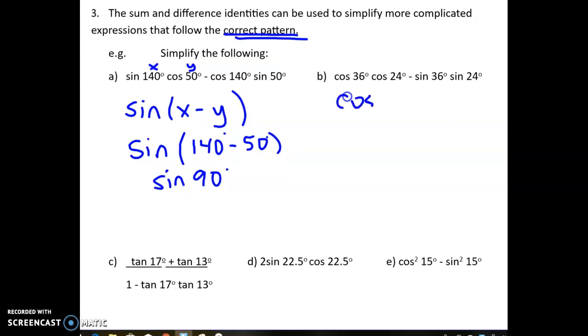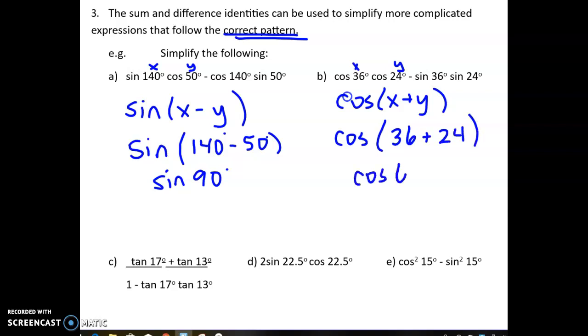Alright, so our next one we can change into cos of x plus y. Again, here the x is 36, the y is 24. So that's going to be 36 plus 24, which is 60 degrees. Notice how the angles that I'm getting are nice angles. So if you were asked, you could look up these values on your unit circle. You could look on your circle and find sine 90, or you could look on your circle and find cos 60. So they're meant to give us nice values.